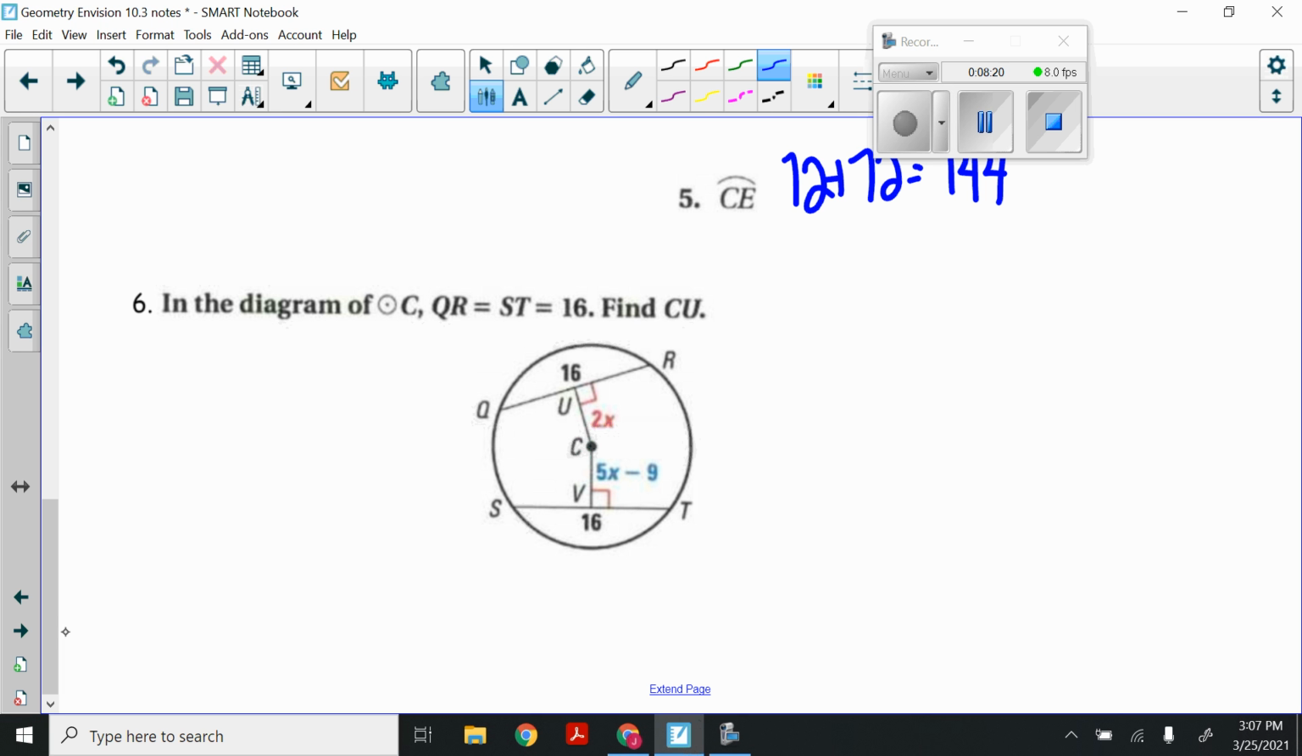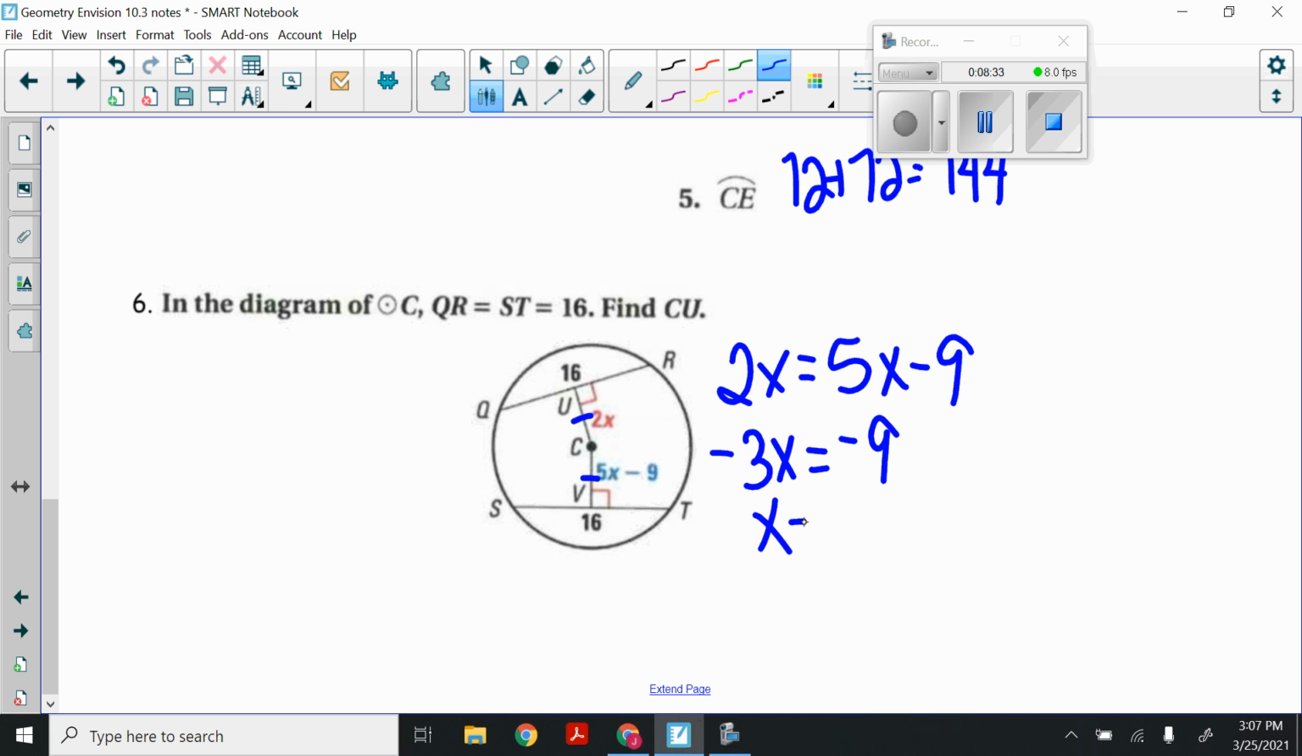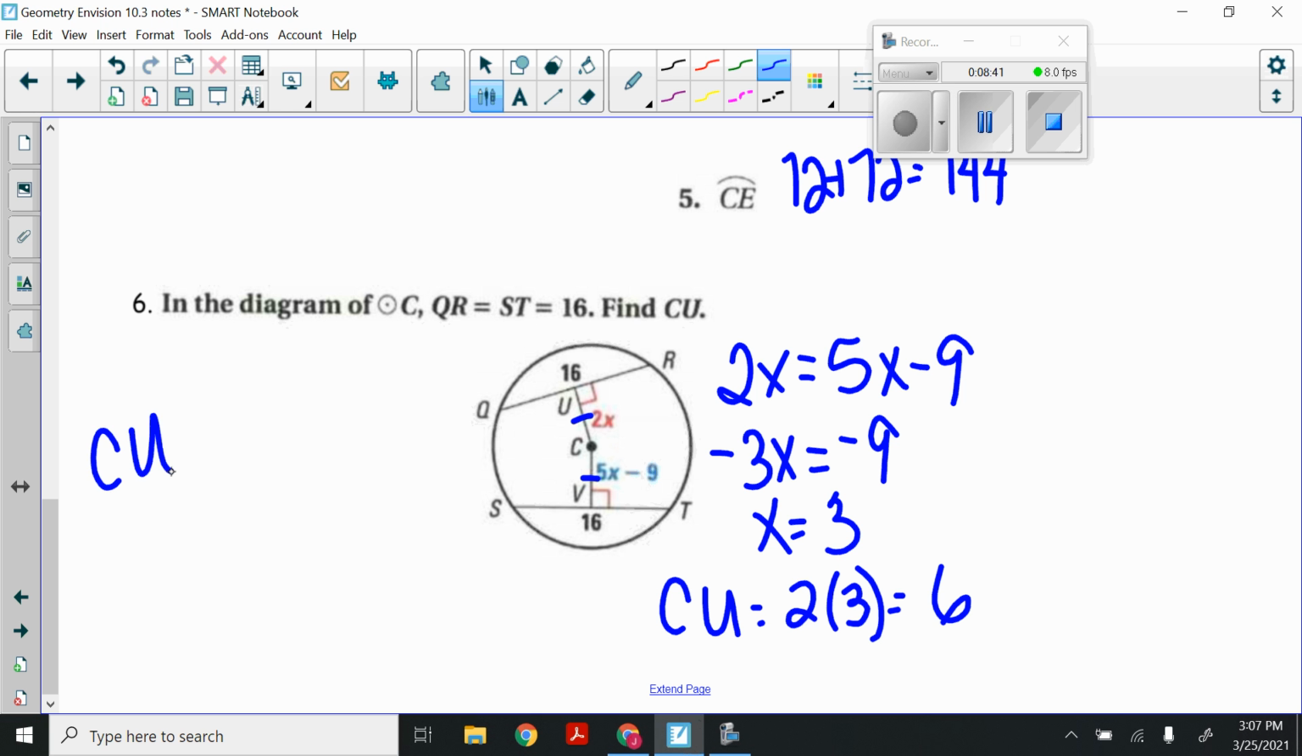If my chords are equal, that means that they're equidistant, right? So 2x equals 5x minus 9. Subtract 5x, so I get negative 3x equals negative 9. Divide by negative 3, x equals 3. So CU is equal to 2 times x, which is 3, 6. So we get CU equals 6 units. Okay.